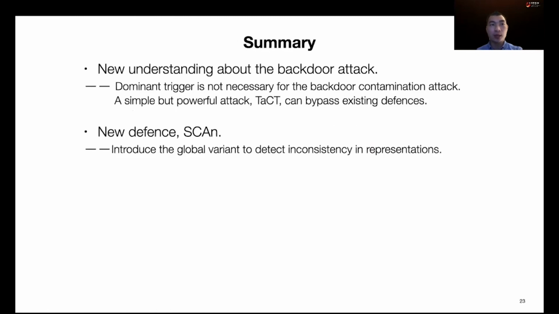In summary, through this research, we demonstrate that a dominant trigger is not necessary for backdoor contamination attack, and our simple attack, TaCT, using a low dominant trigger, can bypass the existing defenses. We also propose a new defense, SCAN, that can defeat both source-agnostic and source-specific attacks, including our attack.